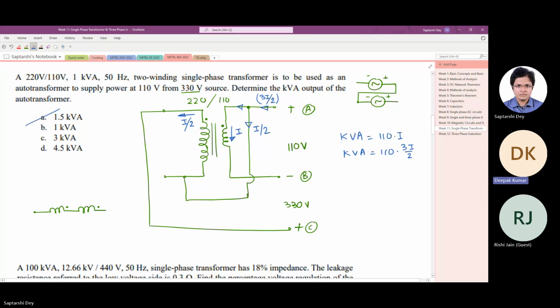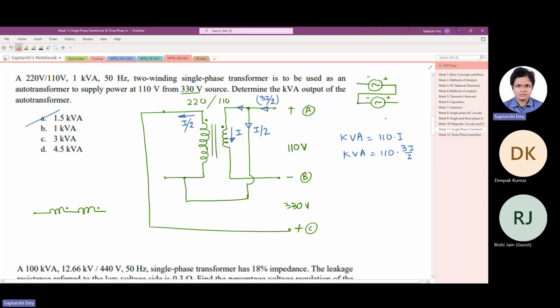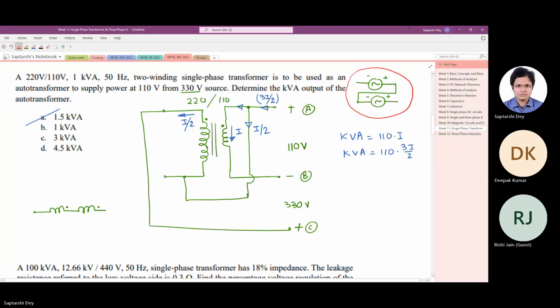Sir, I can't understand the connection. Okay, I'll show you one by one. Could you understand this part? That I have to connect like this. Minus to plus.